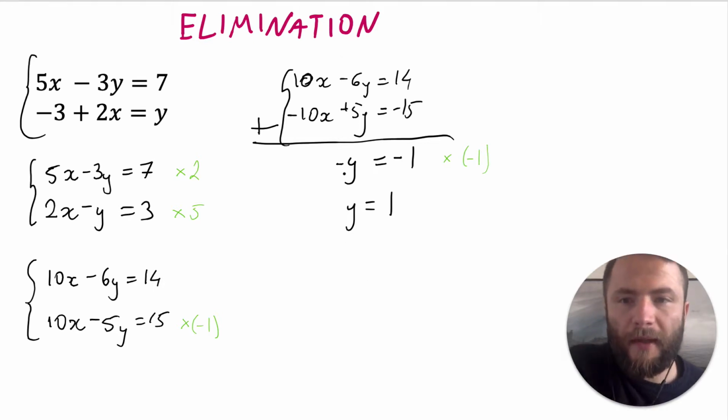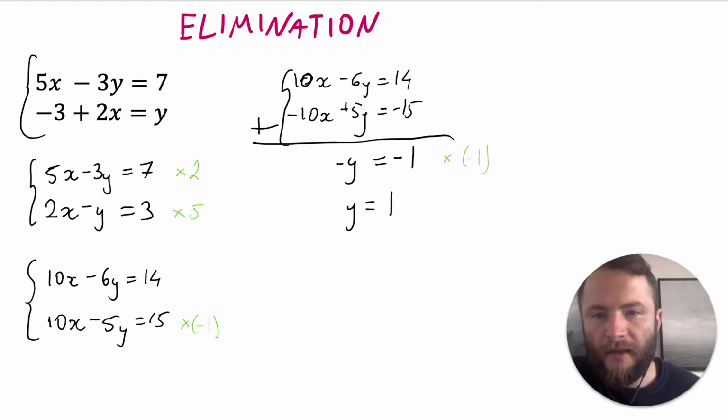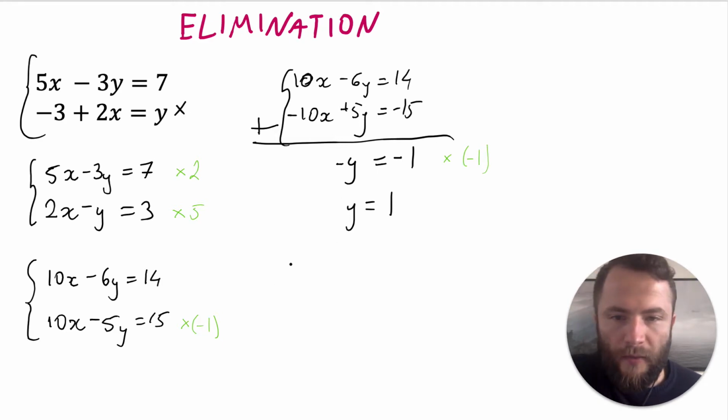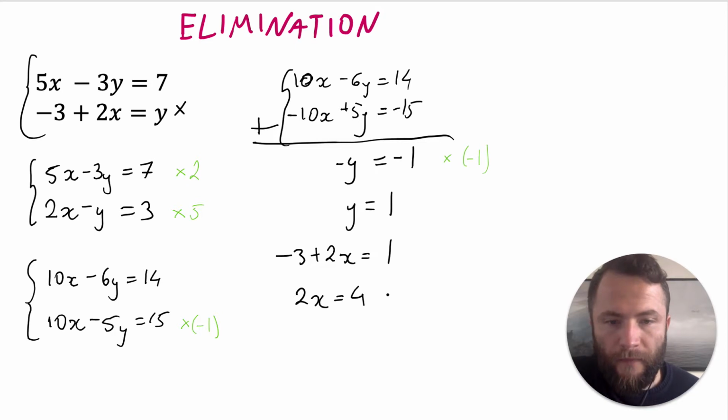Okay, so now I can use the value of y equal to 1 to solve my original equation. So let's take a look at this one. Minus 3 plus 2x is equal to 1, and I move minus 3 on the left onto the right-hand side. I get that 2x is equal to 4, divide both sides by 2, and I get that x is equal to 2.